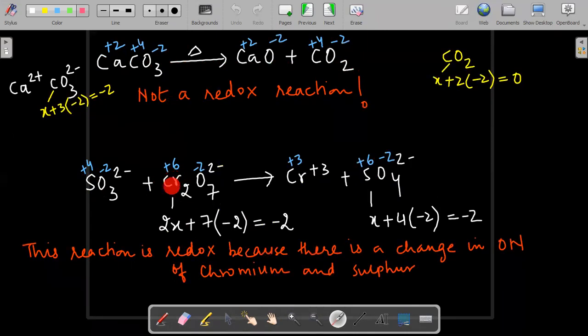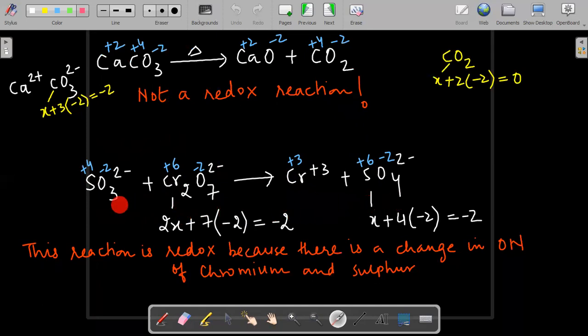See, chromium here is coming out to be +6. On the RHS, chromium is +3 and sulfur is +6. So sulfur is +4 on LHS and +6 on RHS. Chromium on LHS is +6, chromium on RHS is +3. Now here there is a change in the oxidation numbers, so this reaction is a redox reaction.